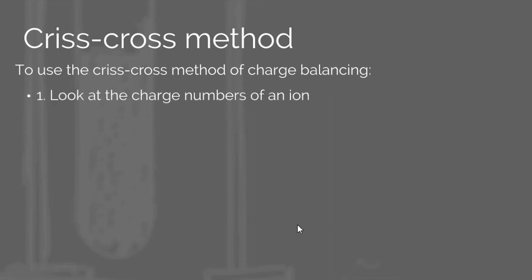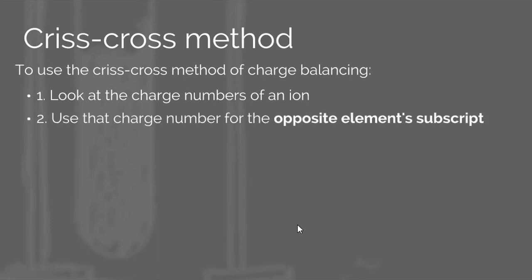For the first step, we need to know what the charges of each ion is. And in the second step, we're going to use that charge number and pair it to the opposite element for the subscript. So let's actually see that in action. If I bring back that same example from before, aluminum and chlorine, I want to know how many aluminum ions and chlorine ions I need for a balanced compound. I'm going to focus on the numbers that go with the charges. It doesn't matter if they're positive or negative. In this case, I just need to know that aluminum has 3 and chlorine has 1.